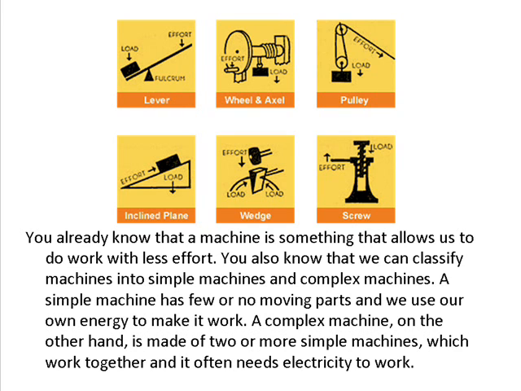A complex machine, on the other hand, is made of two or more simple machines which work together, and it often needs electricity to work.